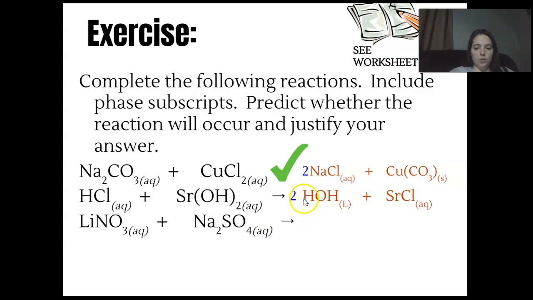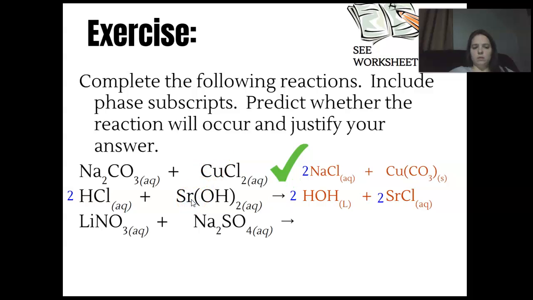All right, so I added 2 in front of that, but if I do that to this hydrogen, I've got to go over here and put 2 here. If I do that here, I've got to put 2 over here with the chlorine. And if I do that here, 2 strontiums.